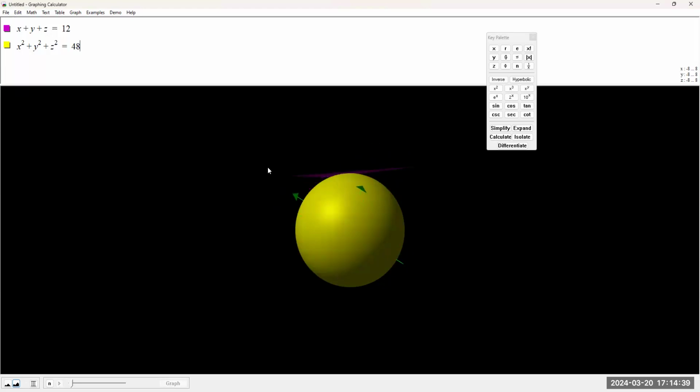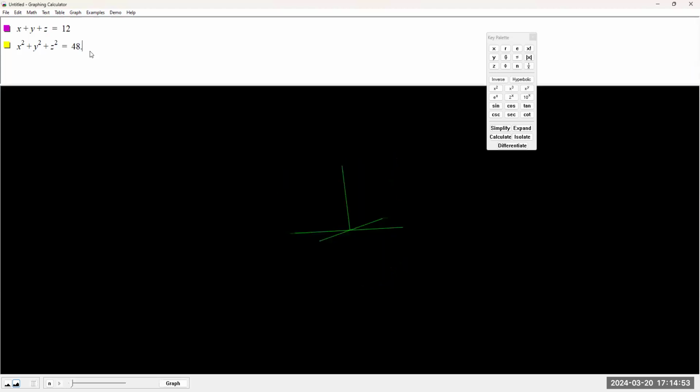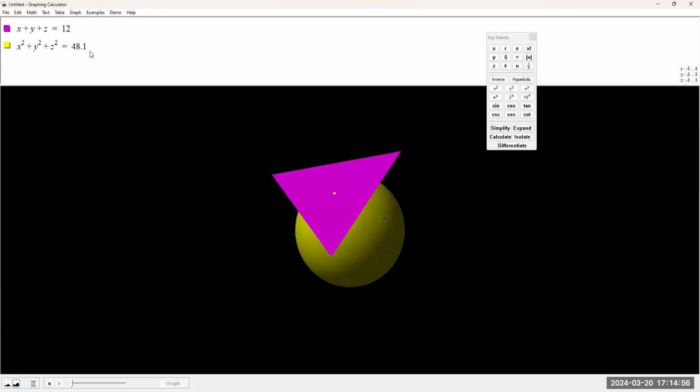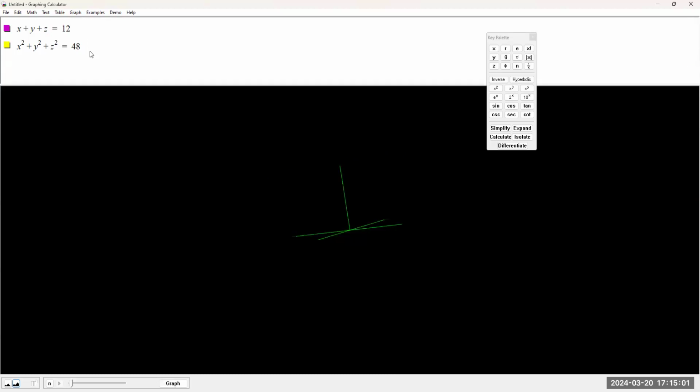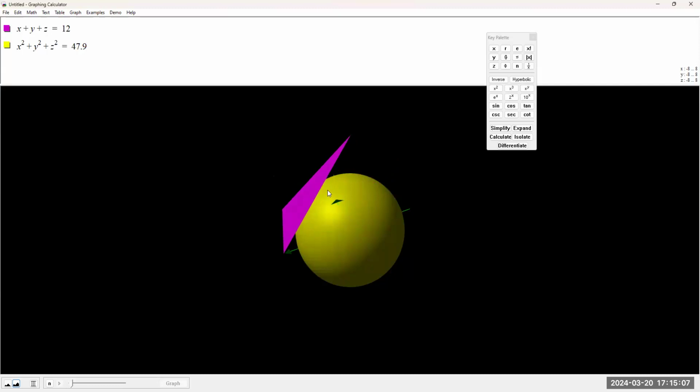But once the r squared is greater than 48, the sphere will intersect the plane at a larger place. Not just at one point, but at a circle. On the other hand, if it is less than 48, let's say 47.9, it will not touch. We have to see underneath though to see that better. Very, very close, but not touching. That's what happened.